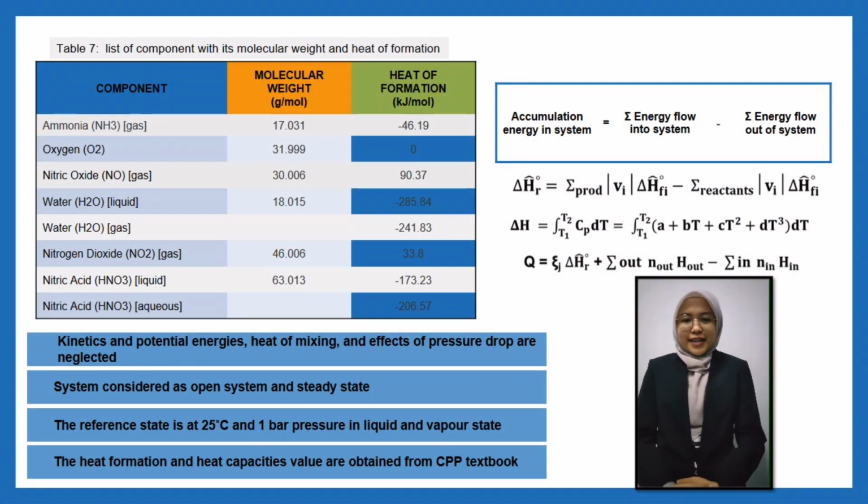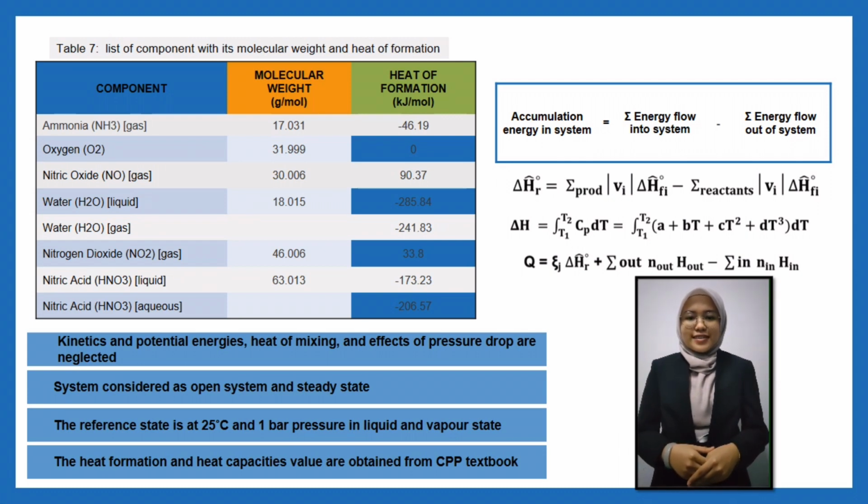Assalamualaikum, I am Wan Siti Aminah and I will be presenting the energy balance. Table 7 shows the molecular weight and heat of formation values used in the calculation. The energy balance general equation is: accumulation of energy in the system equals energy flow into the system minus energy flow out of the system. For the main reactor where the reaction occurs, the heat of reaction needs to be calculated based on the stoichiometric equation. Heat enthalpy is calculated using the heat capacity value.